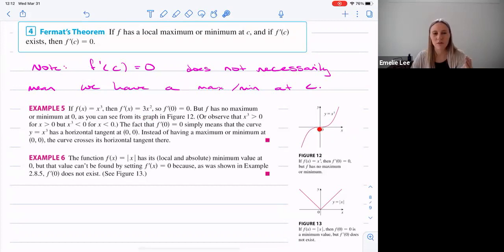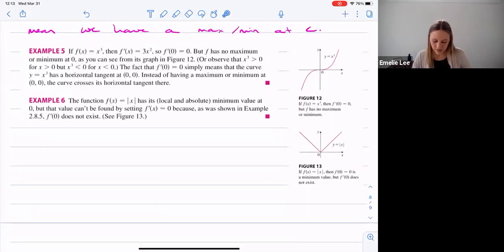Like we have here, we're simply changing the inflection, and it's crossing the x-axis in this case, right? So here, even though we found that the derivative is 0 because the slope of the tangent line would be 0, it's not actually a maximum or a minimum at this point. It's just kind of a pass-through. So that's something that we need to keep in mind.